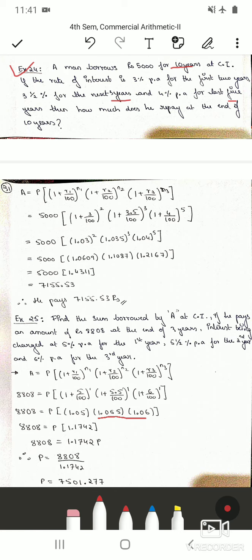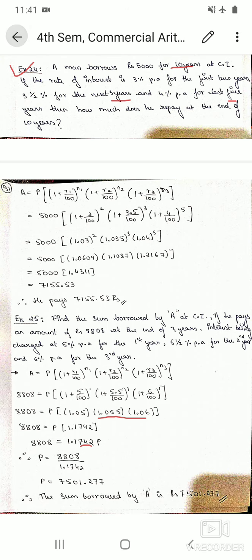So we want this P. So this term will go to the denominator on the left hand side. Therefore P is 8808 divided by 1.1742, which is 7501.277 rupees. So this is the sum borrowed by A.